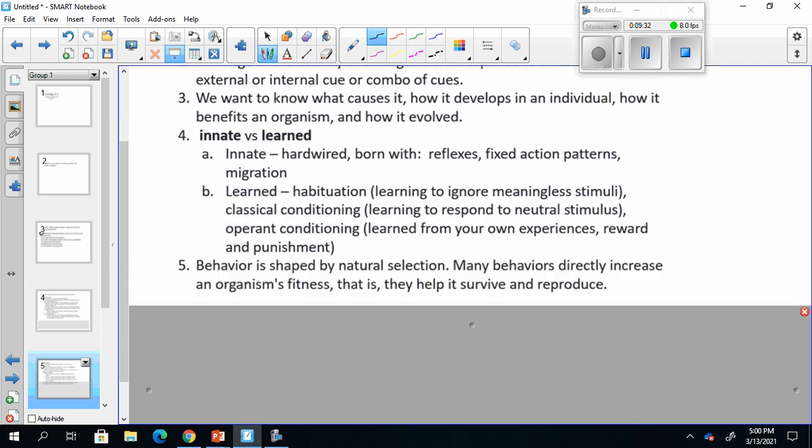All right, next, with behavior, we always go back to this term natural selection, because if a behavior helps increase your fitness, you are not only going to survive, you're going to be able to have offspring. So definitely those behaviors that led you to fitness, that led you to reproductive success, are going to continue and increase in the population.